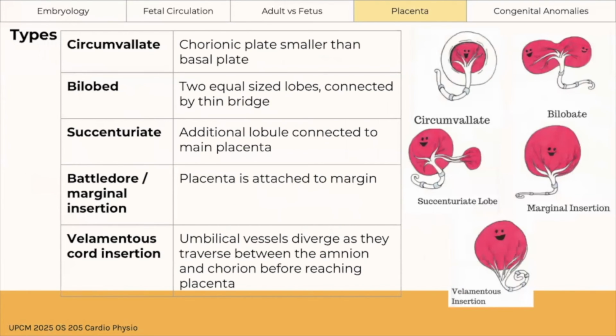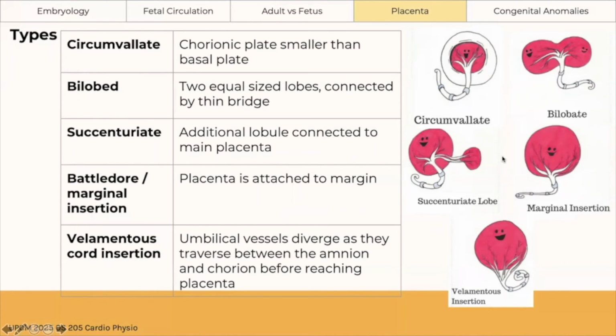Next are the different types of your placenta. So you have first your circumvallate, as seen through this drawing. It's when your chorionic plate, the pink one, is smaller than your basal plate. Then you have your bilobed, as said in the name. There are two equal-sized lobes connected by a thin bridge.